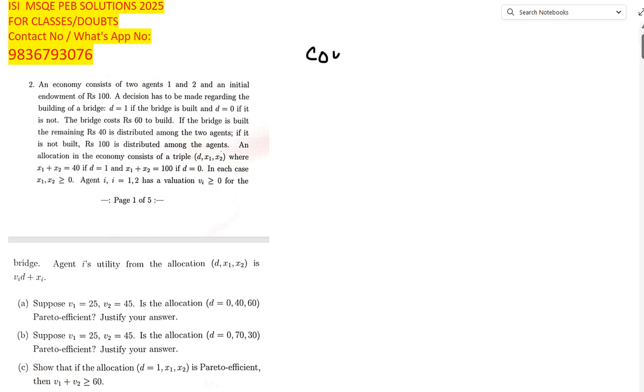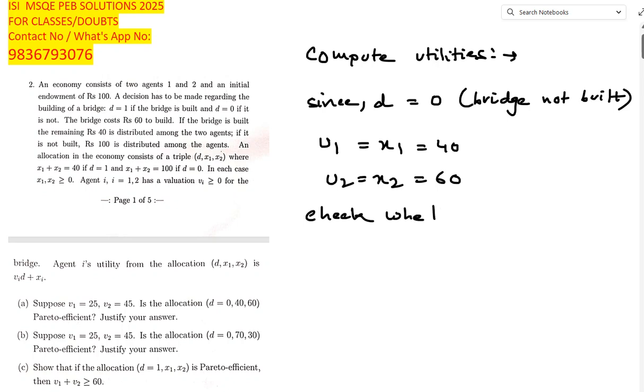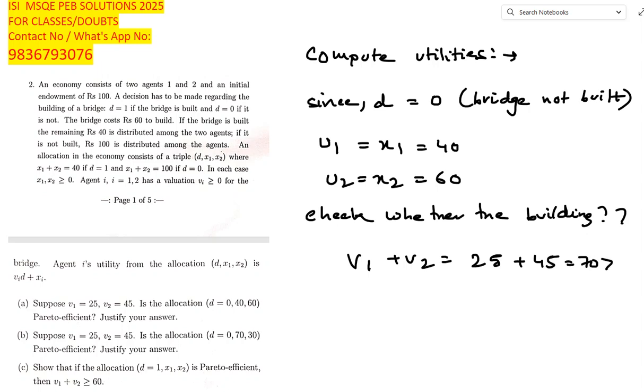Since D is 0, the bridge is not built. So the utilities are U1 equal to X1 equal to 40 and U2 equal to X2 equal to 60. Now let's evaluate total valuation, to check whether the bridge should be built. V1 plus V2 is 25 plus 45, that is 70, greater than 60. So the socially efficient decision is to build the bridge, that is D equal to 1, because the total value exceeds the cost.